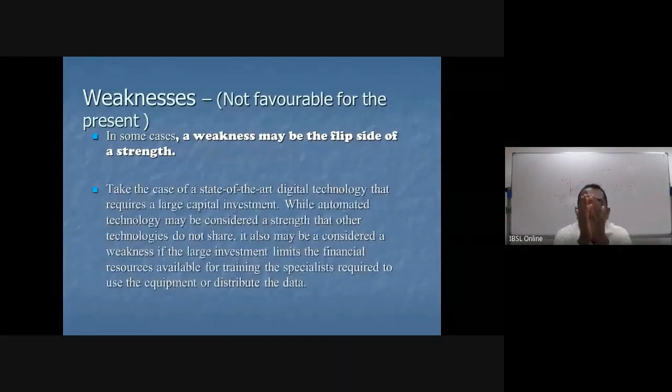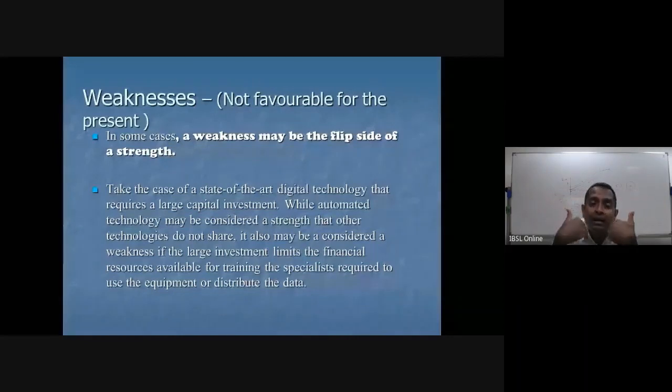So, for example, state of the art machinery you have. You put all money invested on machinery. Now you don't have money for the working capital. So is it the strength or the weakness? Strength, but it has the flip side, creating a weakness as well.